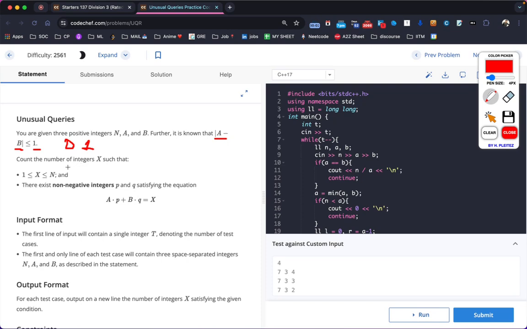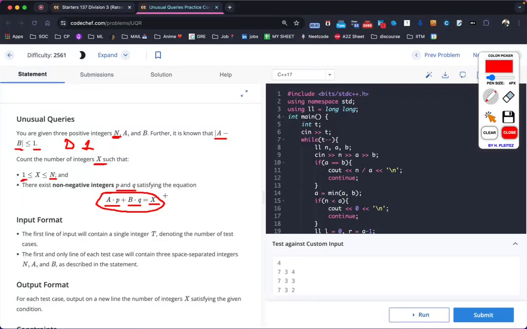Next, it says to count the number of integers x such that x lies in the range 1 to n. This is also positive, but it starts from 1 and goes till n, and we are getting n in the input parameter. And there should exist non-negative integers p and q satisfying the equation a times p plus b times q equals x. We need to find the number of integers x such that this equation is satisfied.